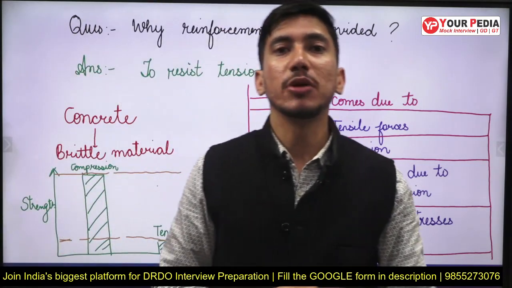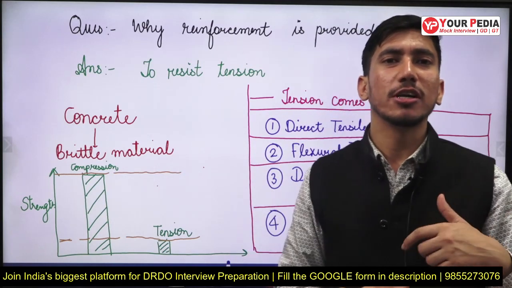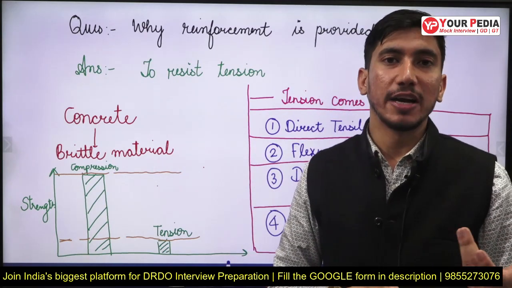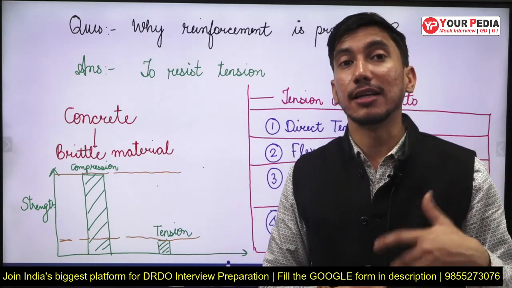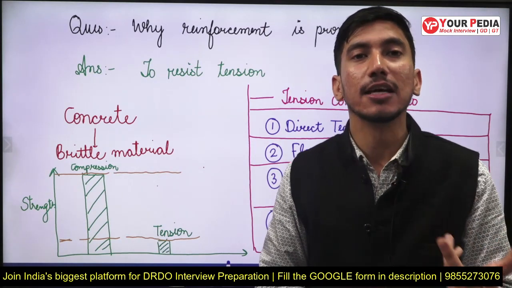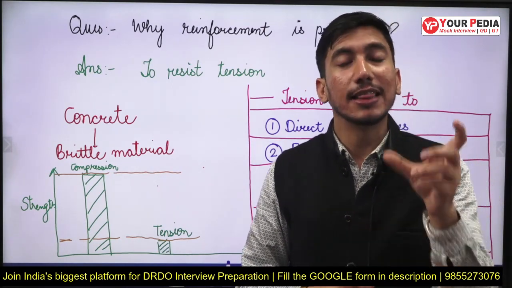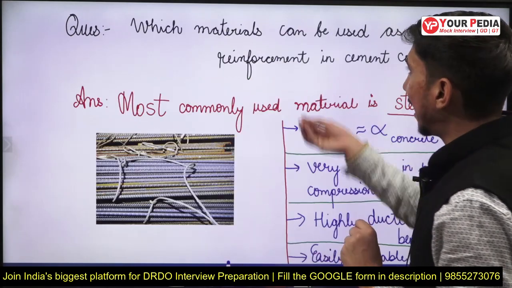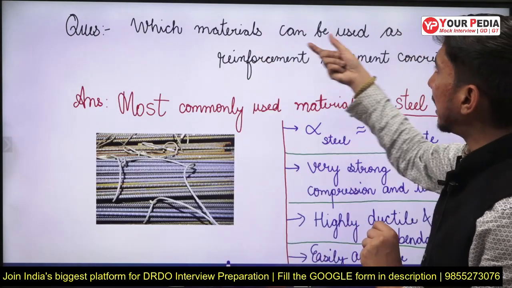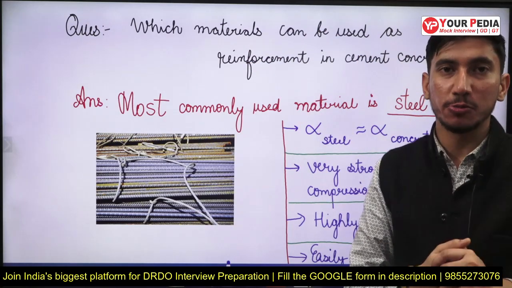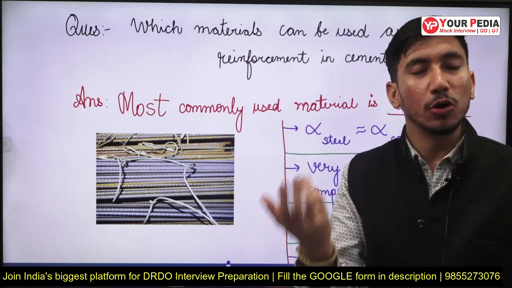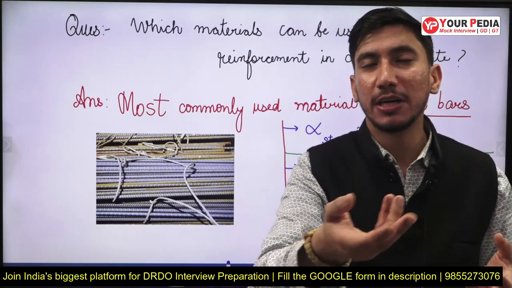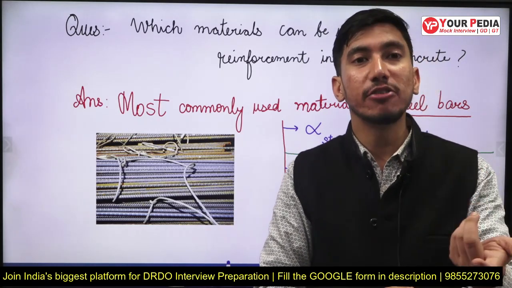So in that case, it becomes essential to provide a material which is going to take that tension, which is going to help the concrete to improve its tensile strength, and that material is the reinforcement. Okay. So the next question from here will be, what materials can be used as that reinforcement? So this is very simple. We all know that the most commonly used material that we have seen is the steel rebar.